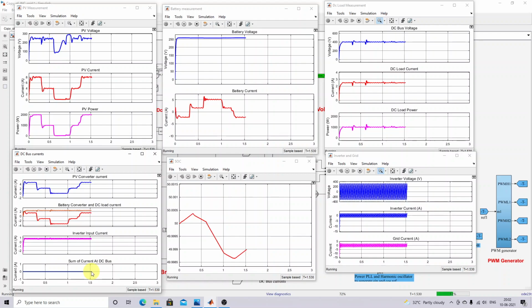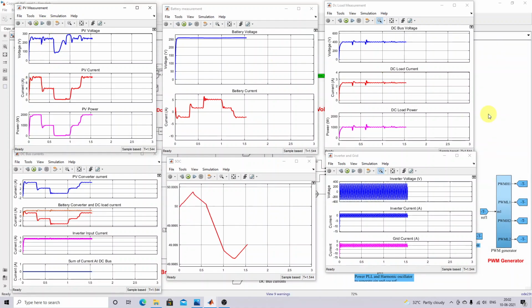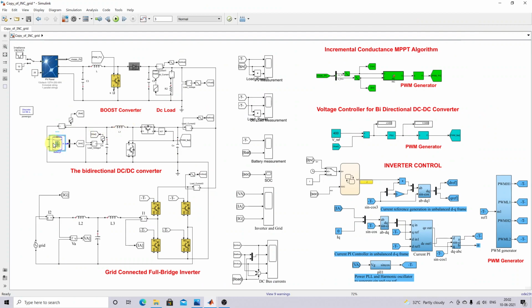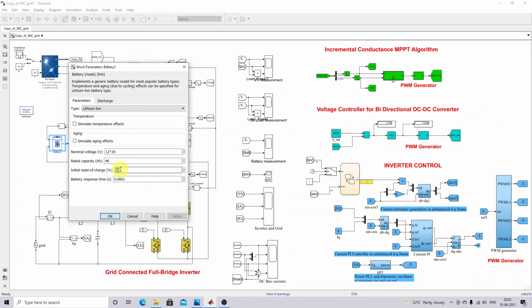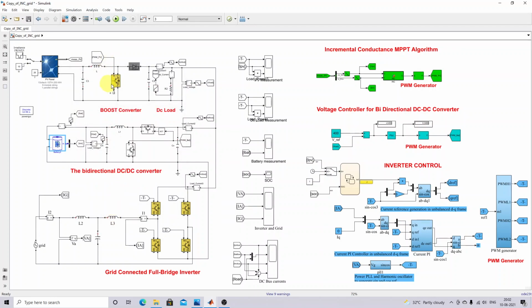So this is the first scenario. Next we discuss another scenario. Suppose I fix the battery percentage to less than 10%, for example, I fix 9.998. Next we have to see the response of the system.